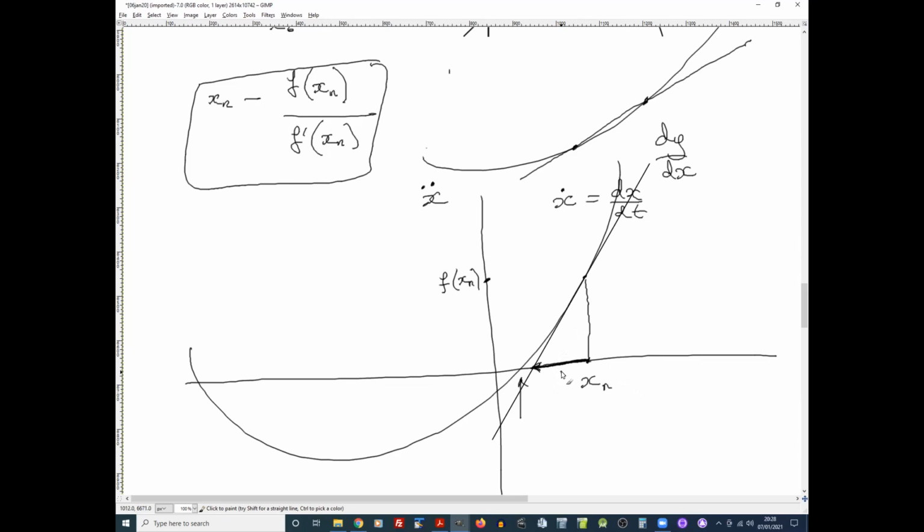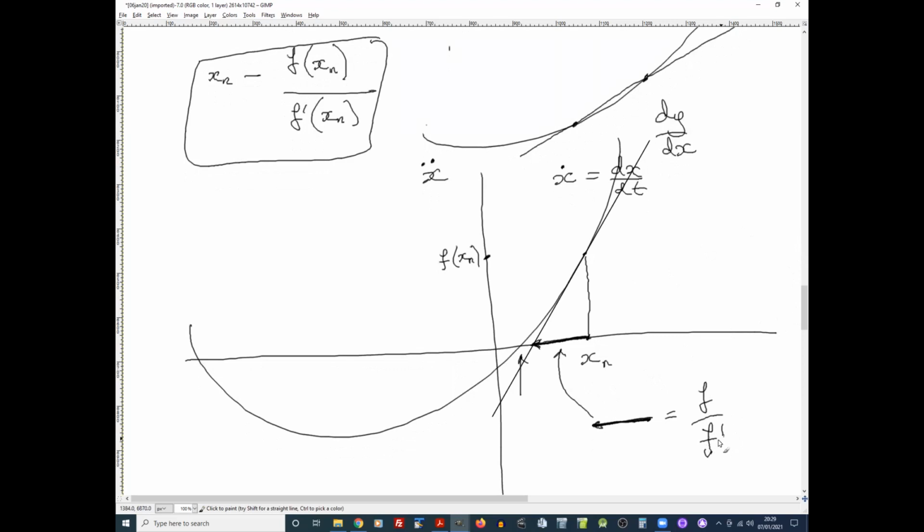So that amount there is exactly f over f dashed, because that much is f, and then you divide by that gradient. You have to think about the geometry a bit. But that's Newton-Raphson. But it doesn't work if the denominator is too small.